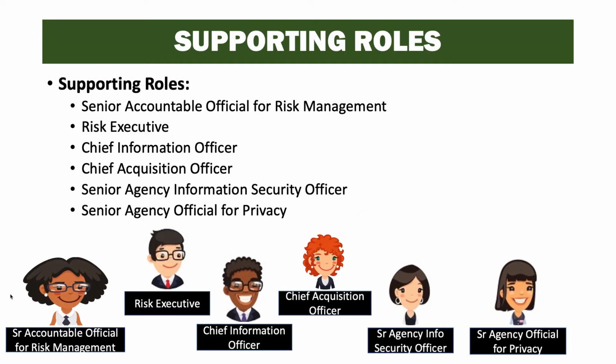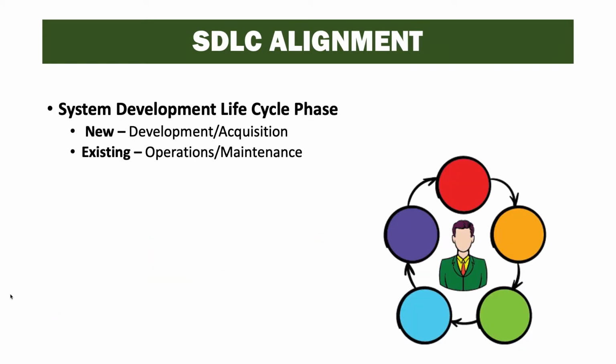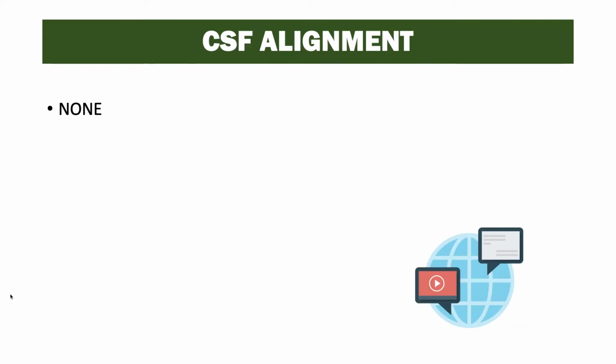Supporting roles include the senior accountable official for risk management, the risk executive function, the chief information officer, the chief acquisition officer, the senior agency information security officer, and the senior agency official for privacy. This does align with the SDLC. For a new system, it aligns with development and acquisition. For an existing system, it aligns with operations and maintenance. It does not align to the cybersecurity framework.